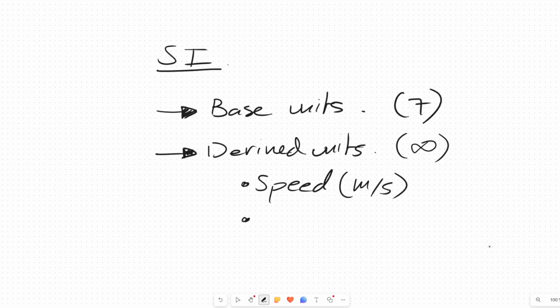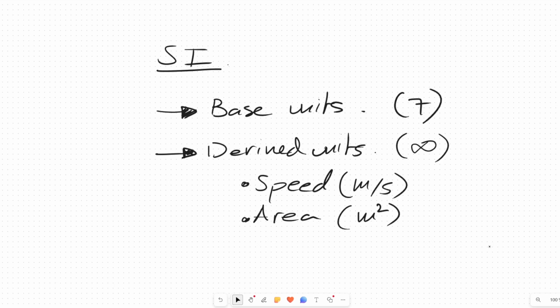So I was saying that speed is a derived unit because it comes from 2 different base units, which are length and time. Speed is measured in meters per second. Other derived units that we can think about are, for example, area or surface, which is measured in meters squared, which is basically 2 length units, so 2 base units. This is also true for volume, meters cubed.